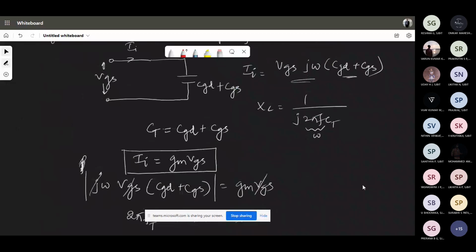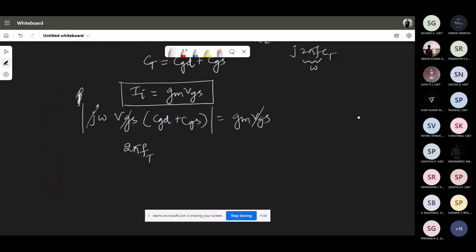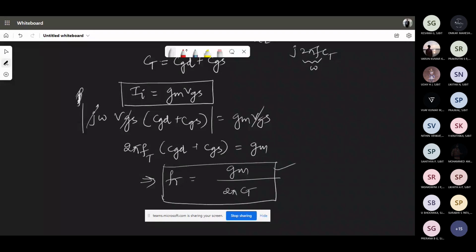So let me write this as 2 pi FT times of (CGD plus CGS), which is equal to GM. Or my interest is to find what is FT, which is equal to GM divided by 2 pi (CGD plus CGS). I've written it as CT. And this is the equation what you get. FT is equal to this.